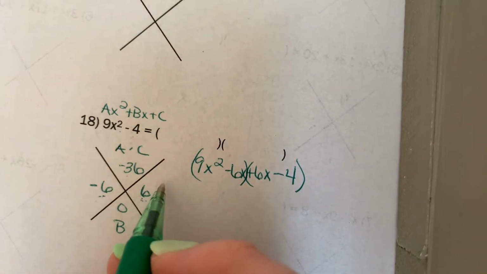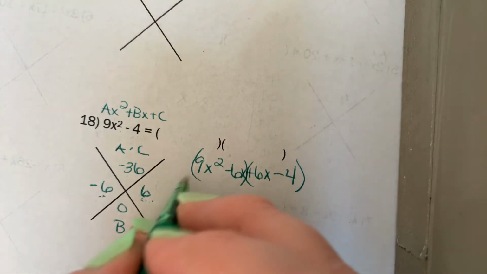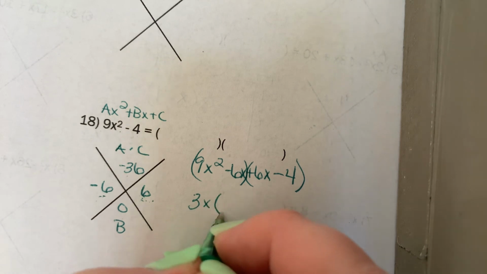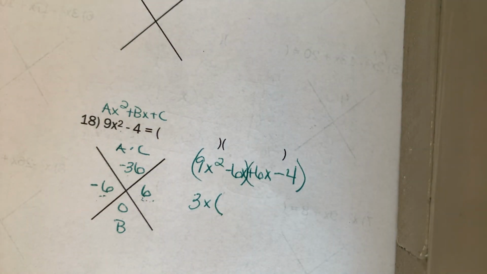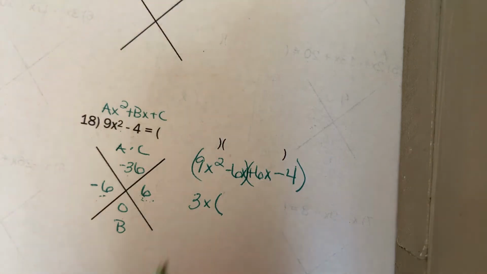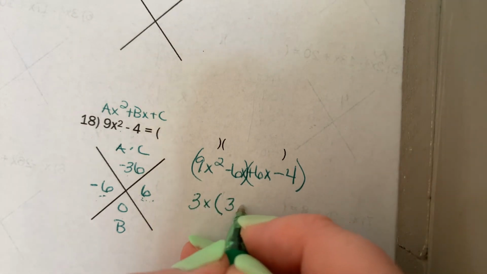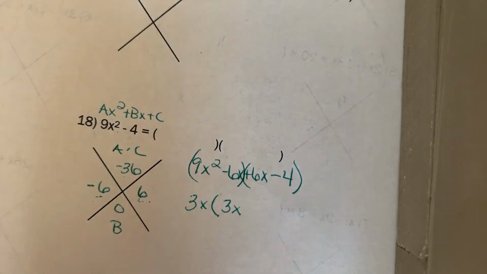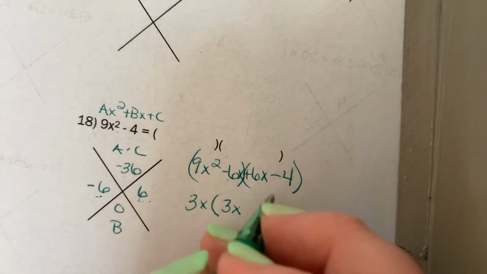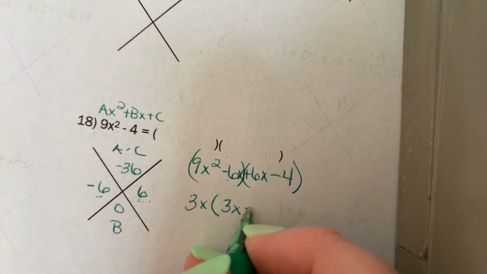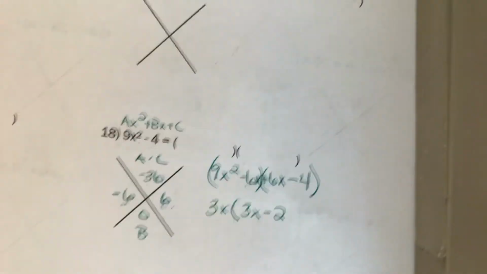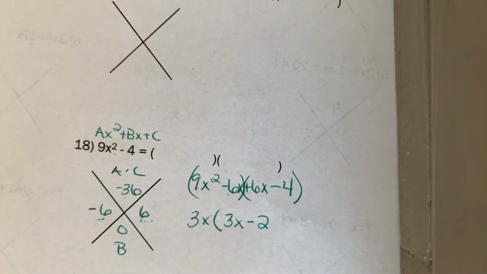So 9x squared minus 6x, they have 3x in common. If you're not sure, you can always use Desmos. Again, it's GCF, parenthesis, and then type your two numbers with a comma in between. So 9 divided by 3 is 3. X squared divided by x is x. -6 divided by 3 is -2. X divided by x is going to cancel out.